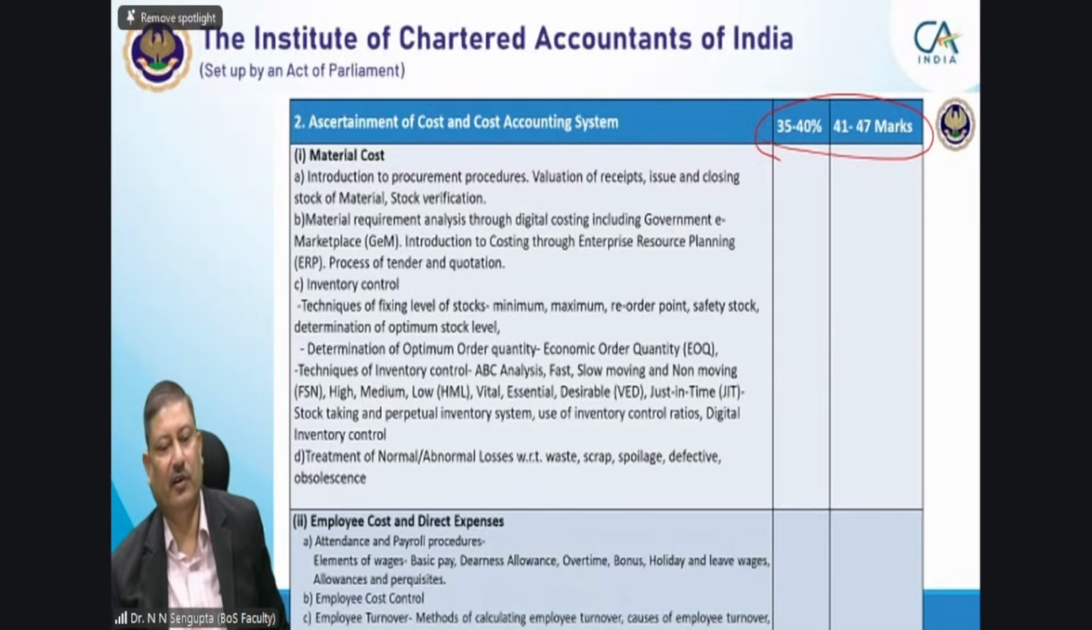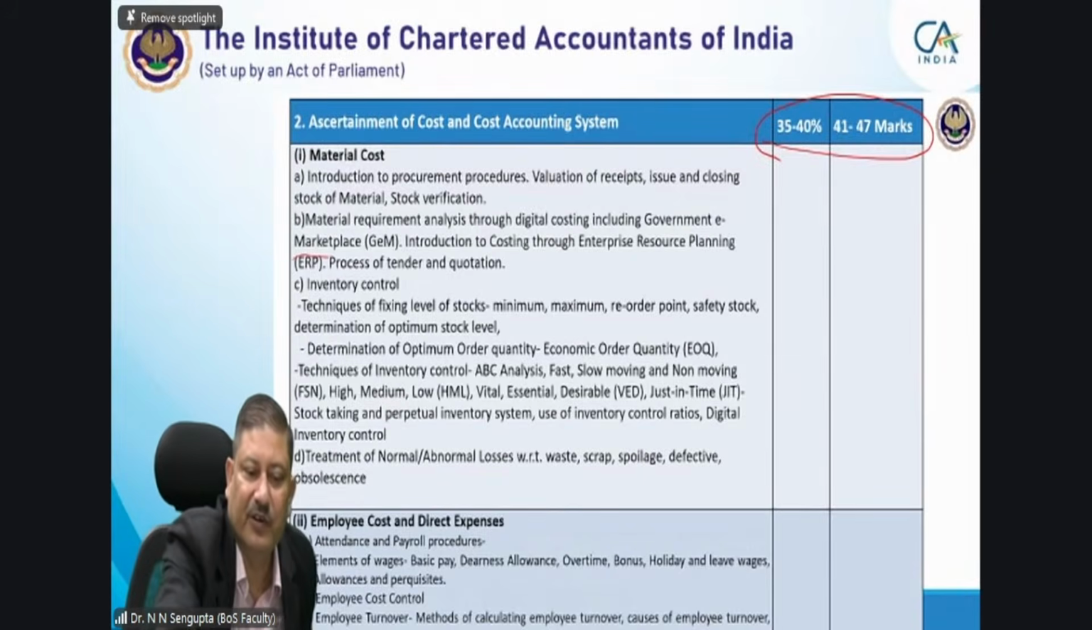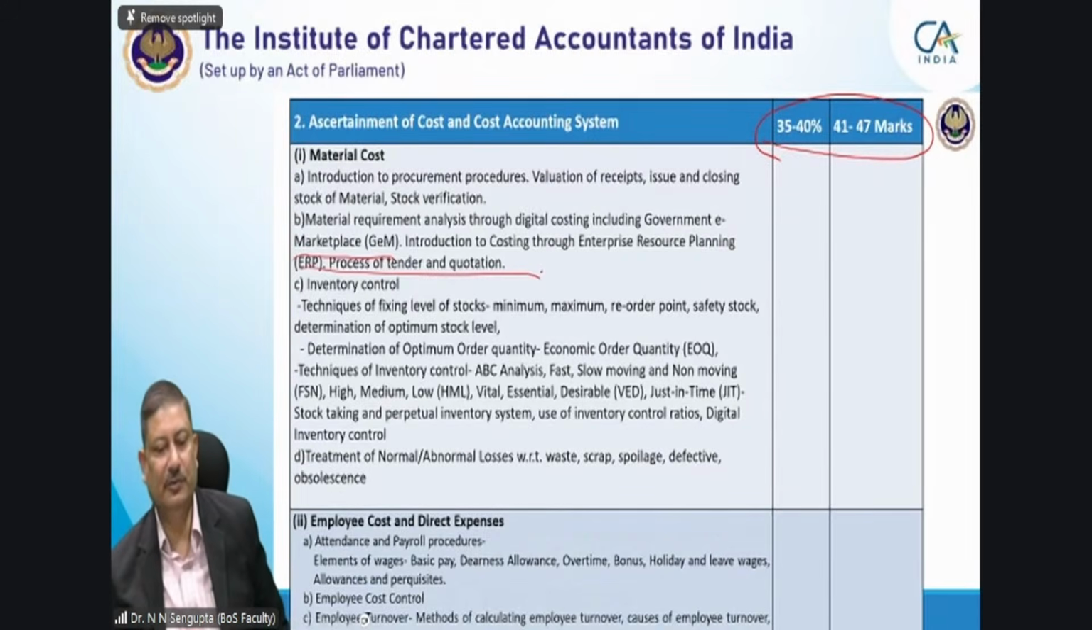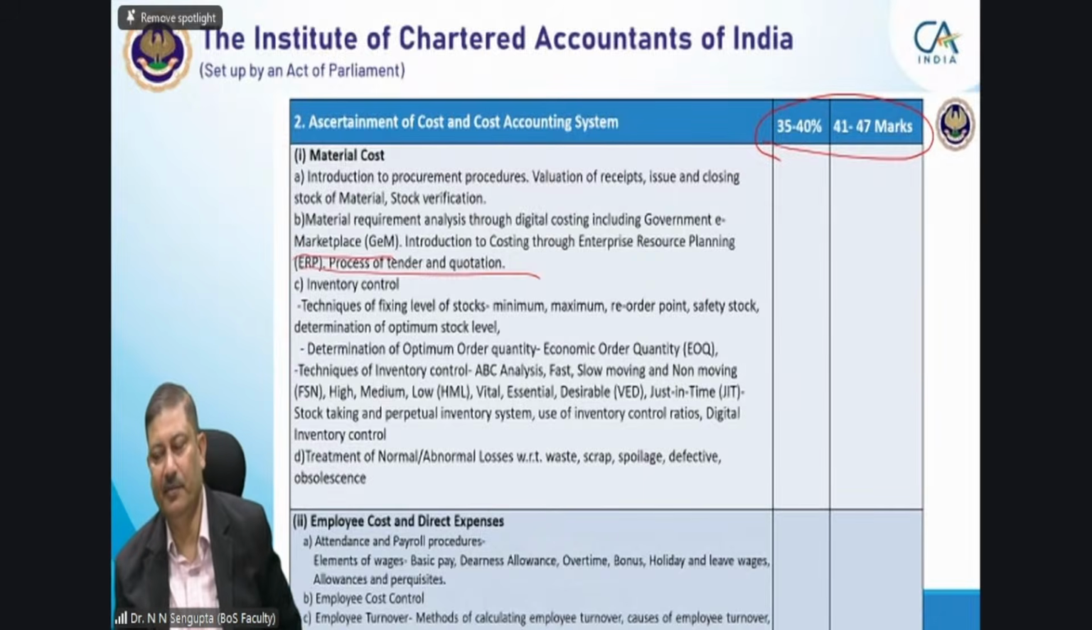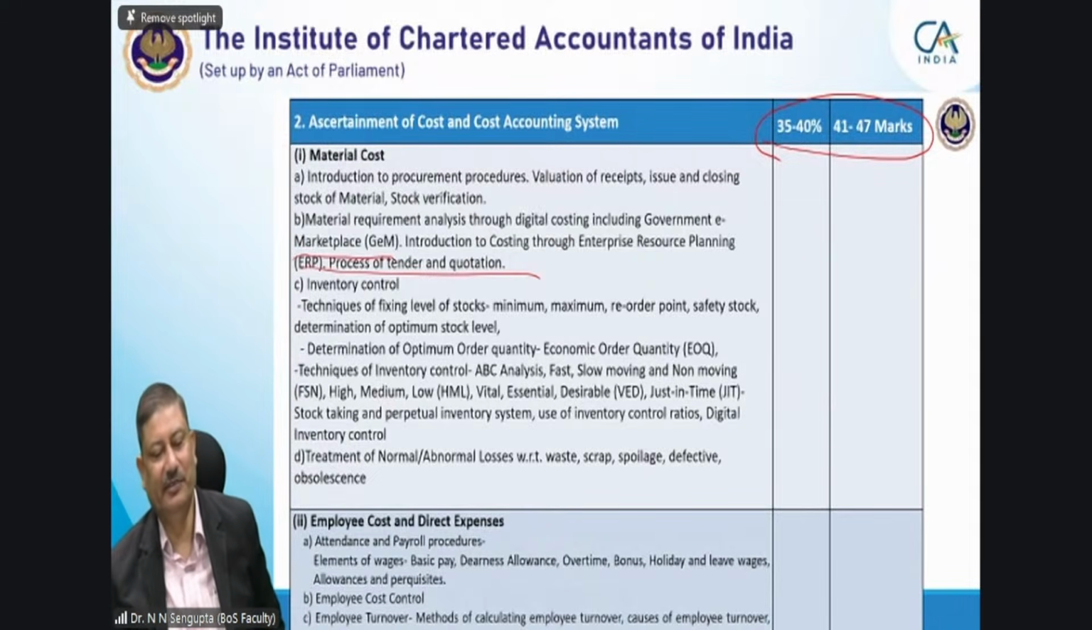When we are talking about material cost, there is the introduction of procurement procedure, valuation, receipt, issue, then material requirement analysis, and including the Government e-Marketplace, GeM. So these also we have included in the syllabus. Then ERP, the process of tender and quotation, and how this process is done, the way it should be done. So it is a very important topic. Then we talk about inventory control in the next part, and the fixation of different levels like minimum level, maximum level, reorder level, safety stock level, and determination of optimum stock level, all are part of it.